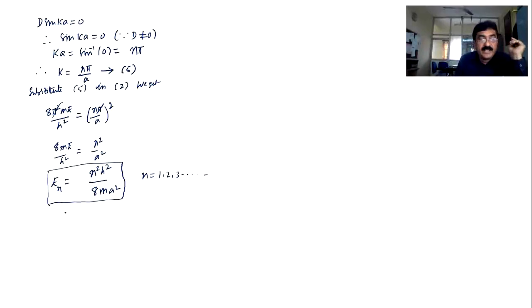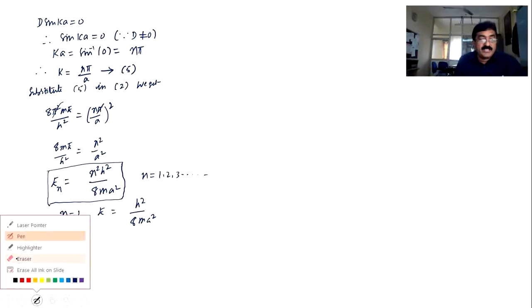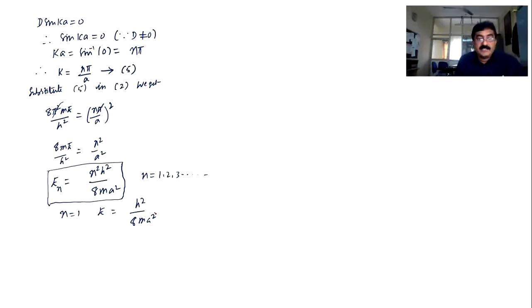If you take n is equal to 1, then this E becomes h square by 8 m a square. This is the lowest energy that the particle can possess, and this is called zero point energy or ground state energy. Both are the same. Because it is zero point energy, I write this as E0, not E1. If you write it as E1, it becomes the first excited state.